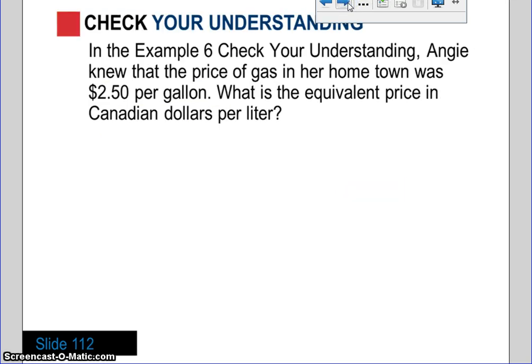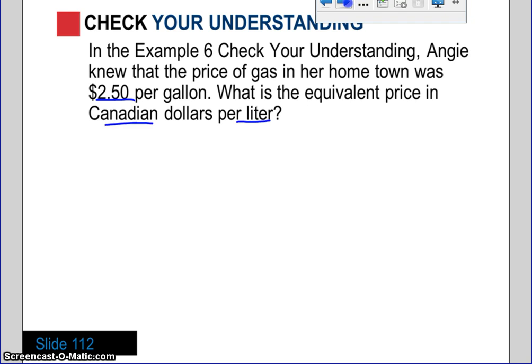All right, please press pause, solve this last example, and then we'll be done. All right, let's see how you did. It says in example 6, check your understanding. Angie knows that the price of gas in her hometown was $2.50 per gallon. What is the equivalent price in Canadian dollars per liter?